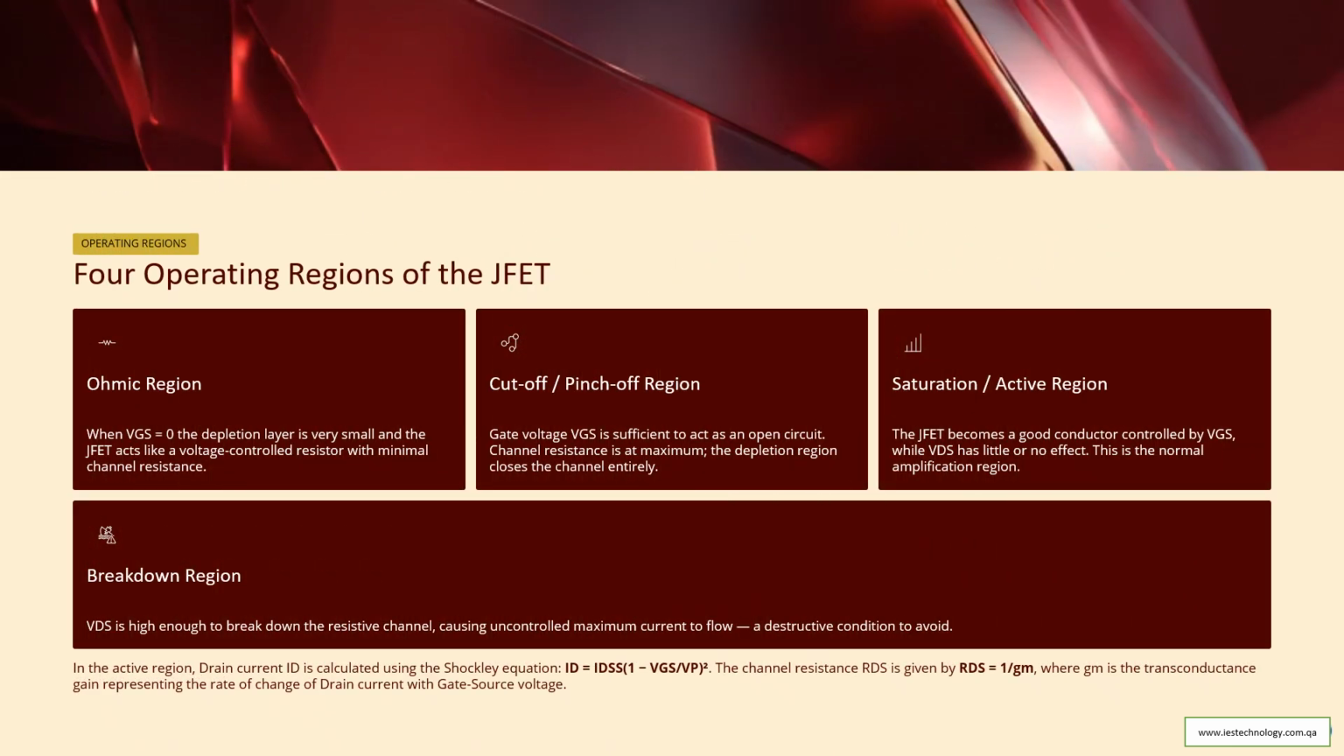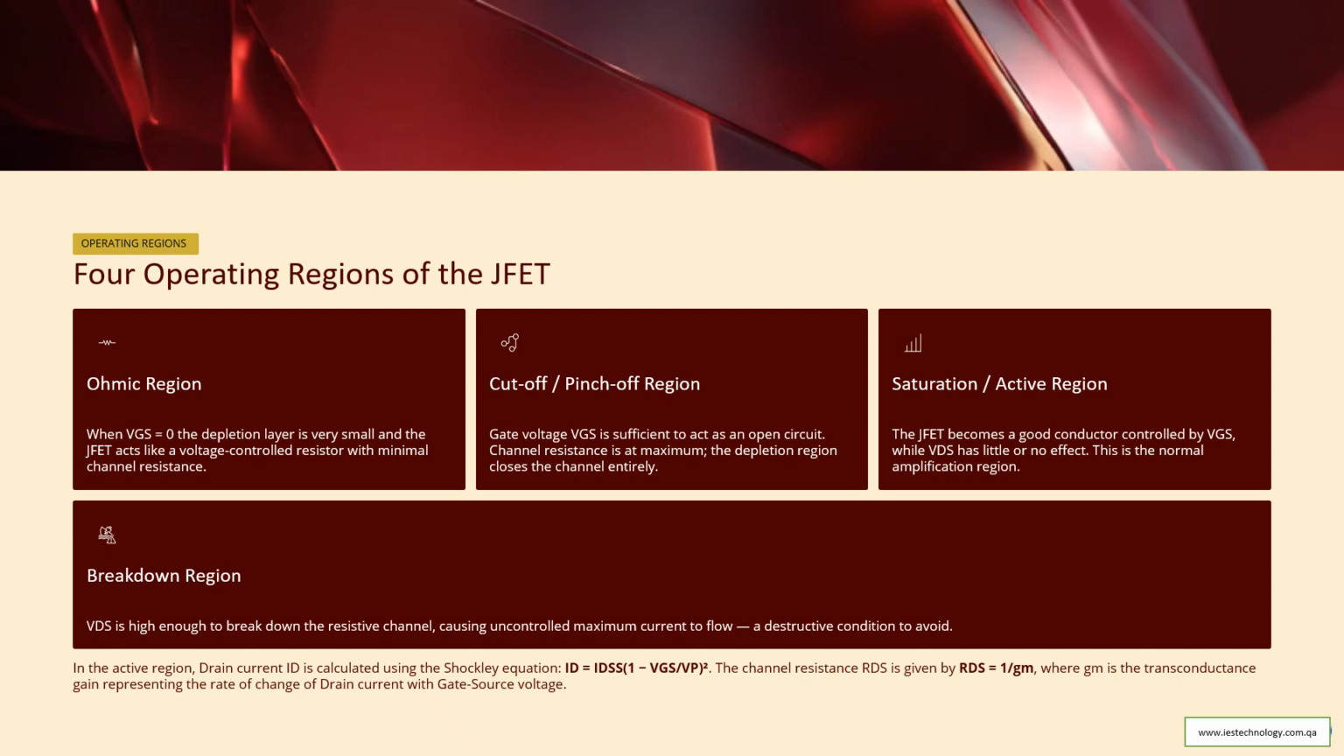Operating regions. 4 operating regions of the JFET. Ohmic region. When VGS equals 0, the depletion layer is very small and the JFET acts like a voltage-controlled resistor with minimal channel resistance. Cutoff/pinch-off region. Gate voltage VGS is sufficient to act as an open circuit. Channel resistance is at maximum, the depletion region closes the channel entirely. Saturation/active region. The JFET becomes a good conductor controlled by VGS, while VDS has little or no effect. This is the normal amplification region.